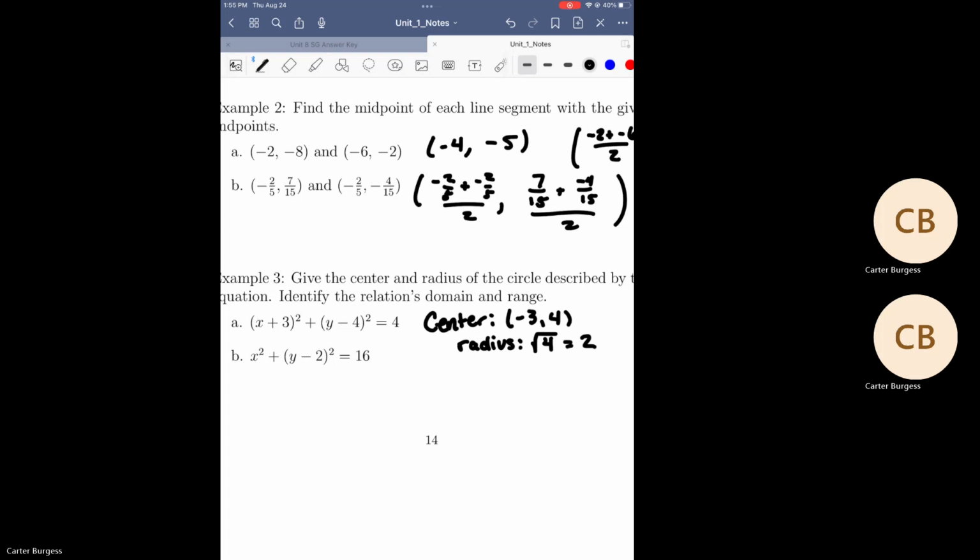Okay. If we're thinking about our domain, I want to know the minimum value of our domain. So if I'm centered at -3, 4, and I travel a distance of the radius to the left of my center, what x value am I going to end up at? -5, fantastic. And if I start at my center, -3, 4, travel the distance of the radius to the right, where am I going to end up?